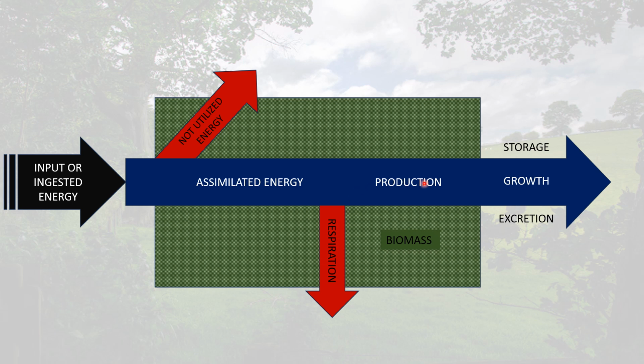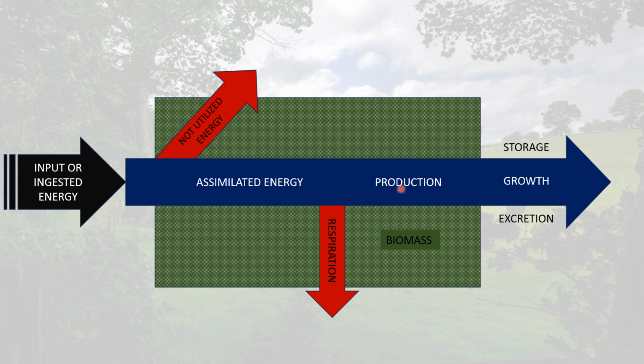Now, in case of detritus feeding animals, or in case of light fixation by plants, this production by respiration ratio is very low. But in case of animals or bacteria feeding on high energy food like sugar and amino acid, this P by R ratio is very high.